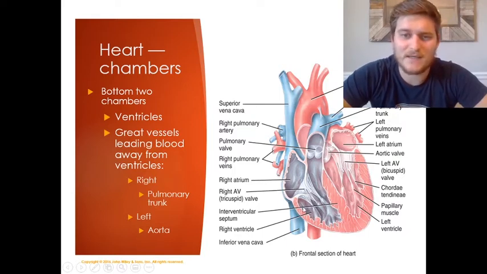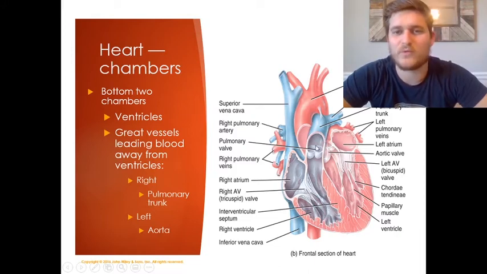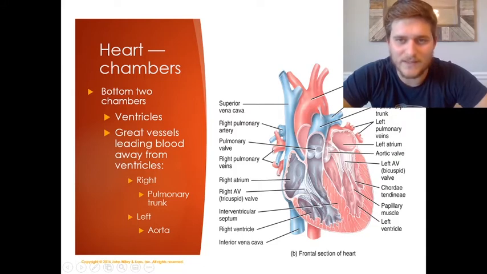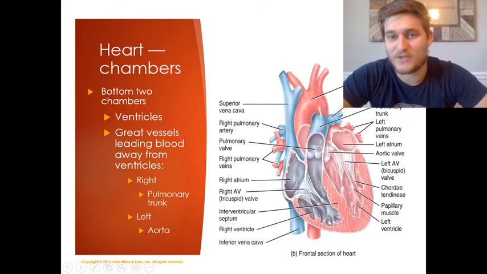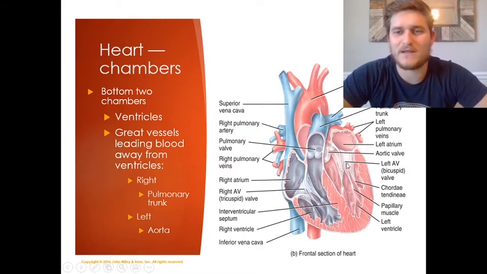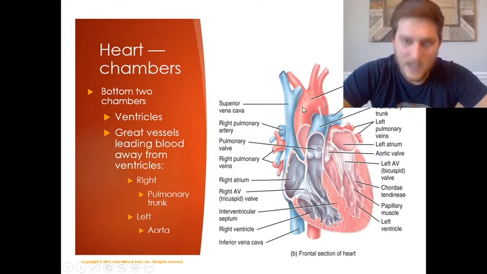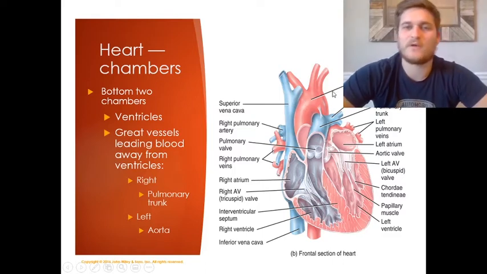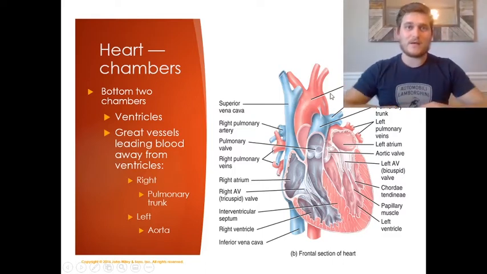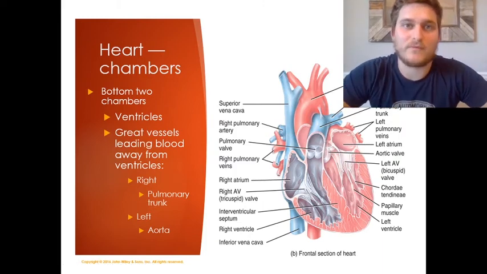So on the right side, the right ventricle is going to eject blood out, venous blood from that right ventricle, through what's called the pulmonary trunk. And this is how deoxygenated blood or venous blood gets delivered to the lungs. Then on the left side, the left ventricle is going to generate pressure and eject blood out of what's called the aorta. And so the aorta will then deliver oxygenated arterial blood out to the rest of the body, out to the systemic circulation.